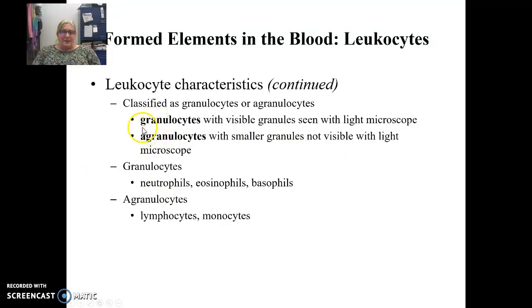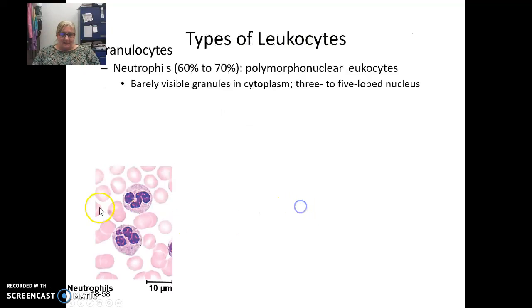So there are different types of white blood cells. Classifying them, we can call them either granulocytes or agranulocytes. Your granulocytes have little granules inside, and when we talk about granulocytes, I usually refer to them as the phils because they all end in phil. So we have a neutrophil, eosinophil, and basophil. Agranulocytes have no granules. Well, they do, but they're so small that we don't tend to see them. And these are our lymphocytes and monocytes.